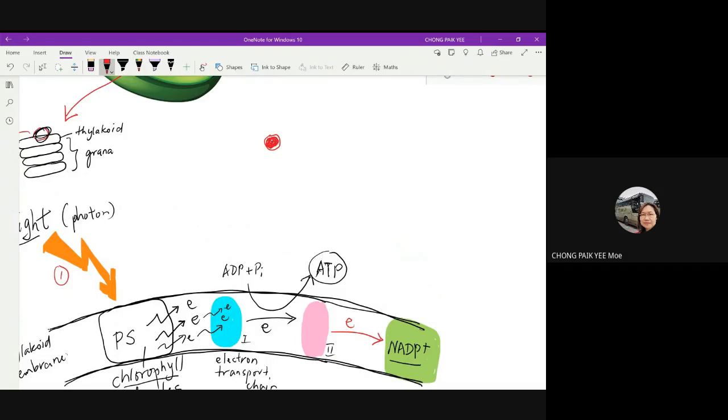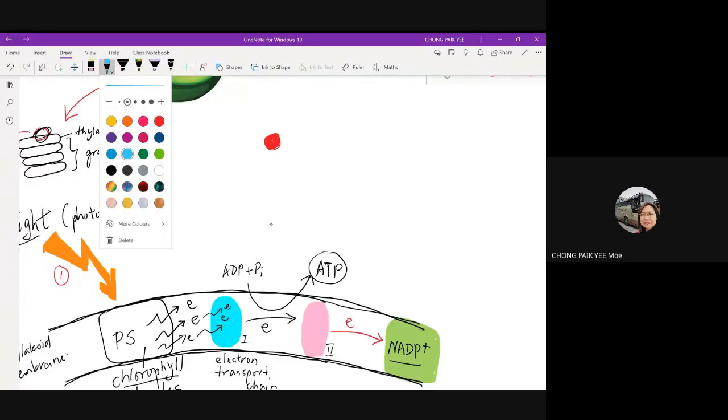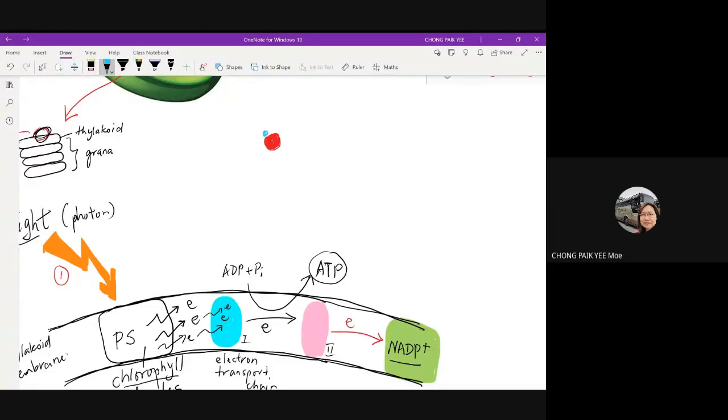I'm going to draw a water molecule. This is your oxygen, and I'm going to draw your hydrogen. So this is your hydrogen, two hydrogens here. So basically this is your water, this is your water molecule. Now, the water molecule will be split actually in this reaction. So when it is split, you will get two things.